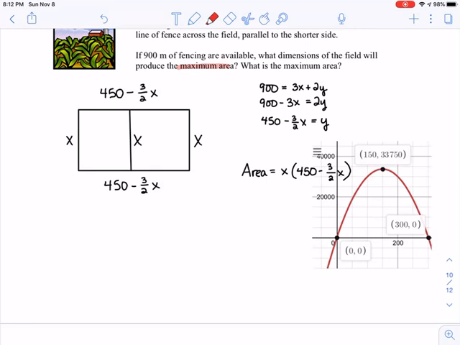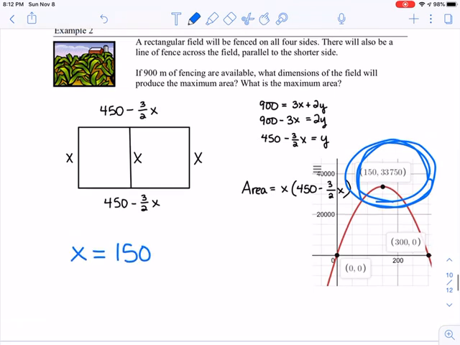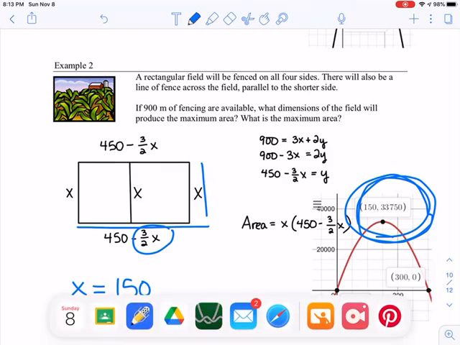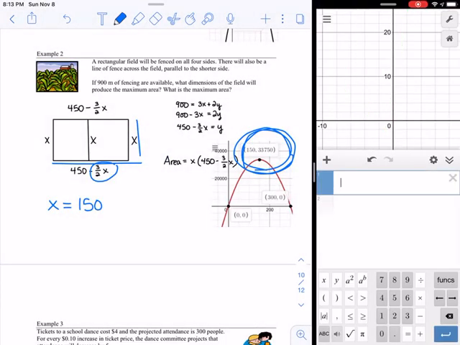Okay, so maximum is the key word there. Maximum always occurs at the vertex. Here's the vertex. What are the dimensions? Well, x is 150. And so we have 150 on this side. And if I plug in 150 over here, 3/2 times 150 would be, let's just calculate it. 450 minus 3/2 times 150. Okay, 225. So the other side would be 225.